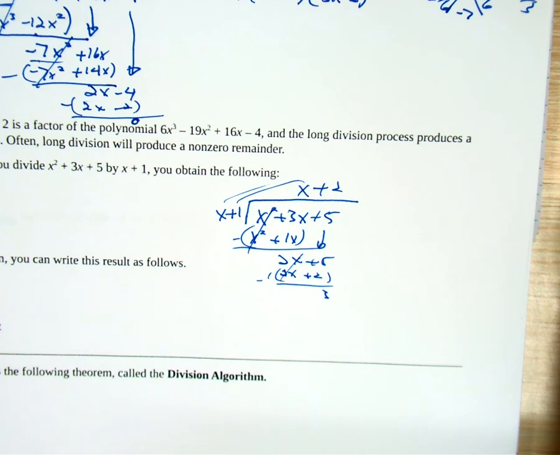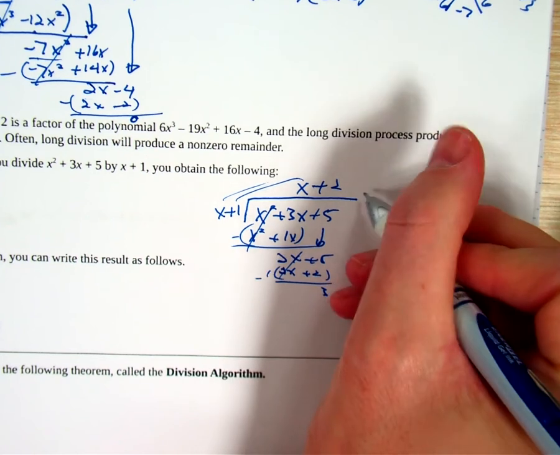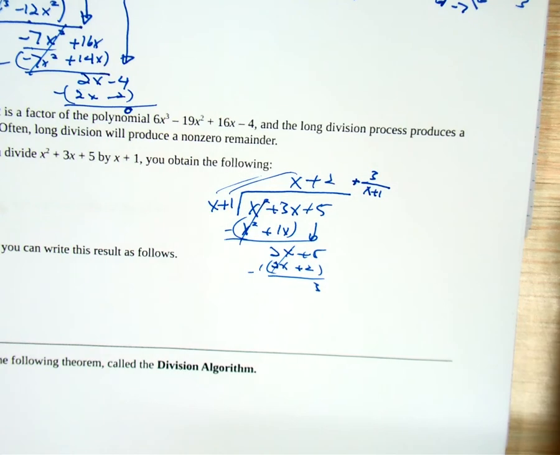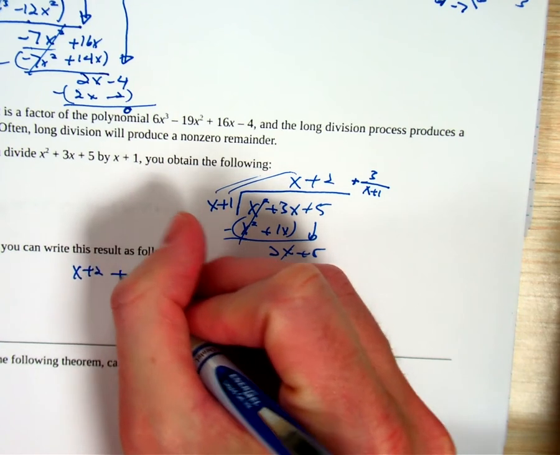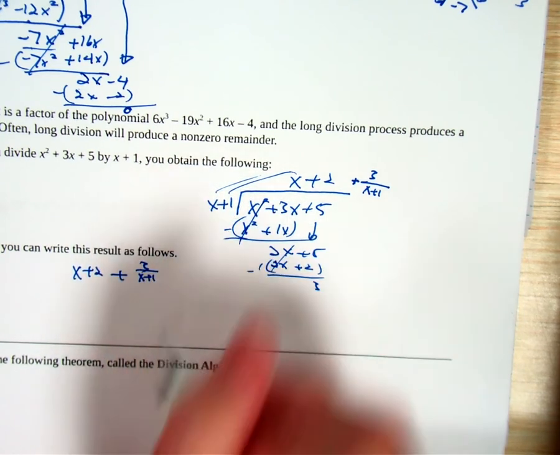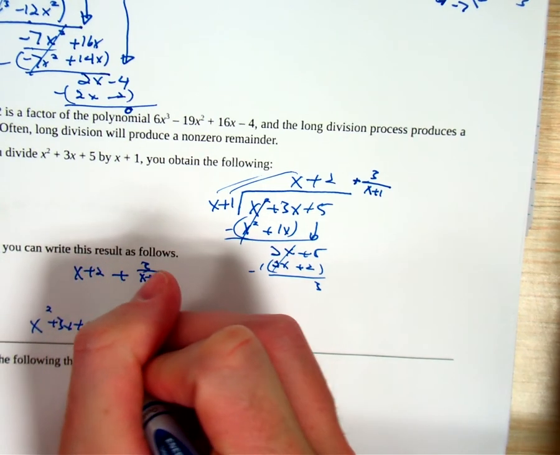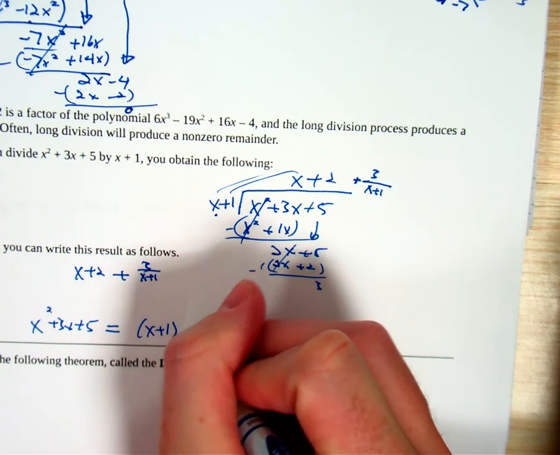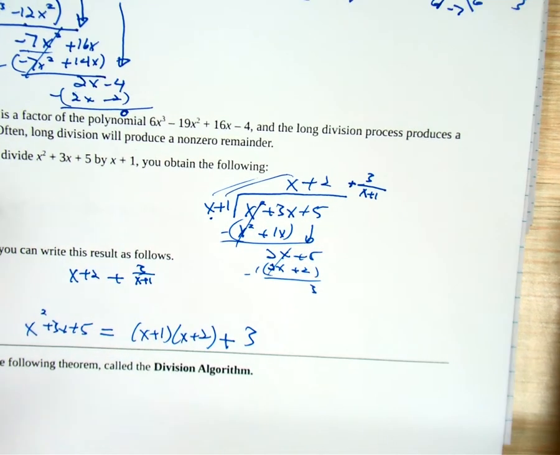Remainder of 3. So it's a positive 3, so I would write plus 3 over whatever you're dividing by, x plus 1. In fractional form, we could write it like that: x plus 2 plus 3 over x plus 1. And what does that imply? That means that x squared plus 3x plus 5 is equal to x plus 1 times x plus 2, and then you would be 3 short, so plus 3. That's what that means.